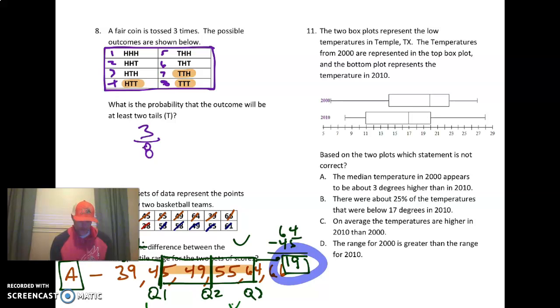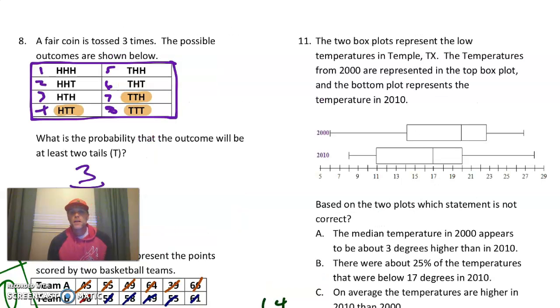Number 11 says the two box plots represent the low temperatures in Temple, Texas. The temperatures from 2000 are represented in the top box plot, and the bottom plot represents the temperature in 2010. Based on the two plots, which statement is not correct?